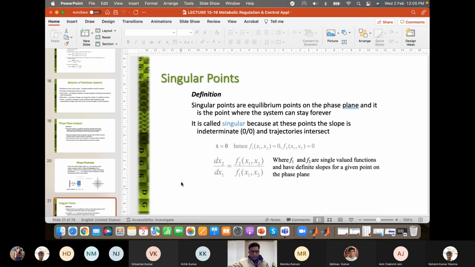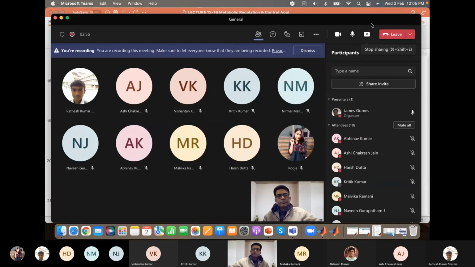Okay. Now what I'm going to do is take you through 2-3 examples where we discuss how to draw something on the phase plane. Okay. Can anybody tell me why we draw something on the phase plane? Anybody? Or to analyze about the stability of the system? Stability of the system, correct.